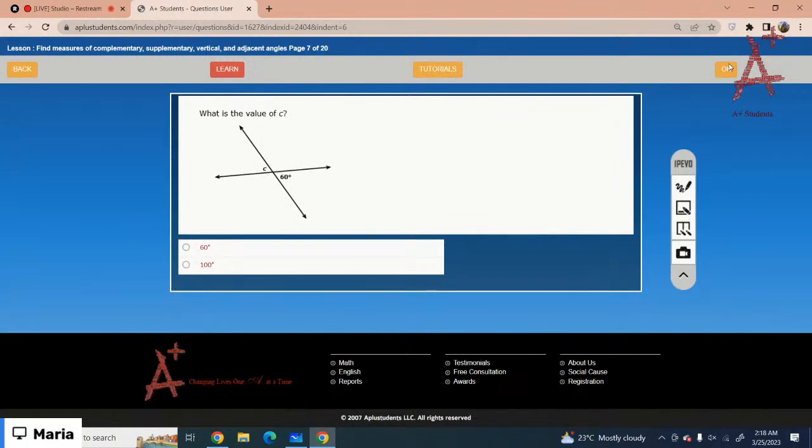Okay, what is the value of C? Which is the correct option? Yes, very good. The correct option is 60. How? Because angle C and the 60 degree angle are vertical angles. Vertical angles are the angles formed by two intersecting lines. They are on the opposite sides of the same line, so they have the same measure. So if here you have 60, then C is also 60 degrees.